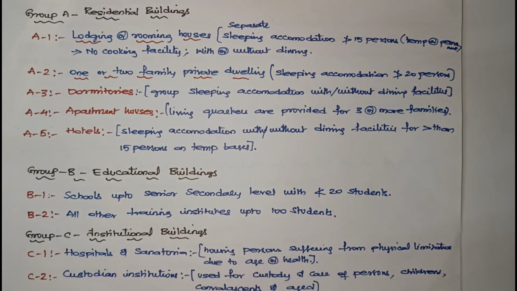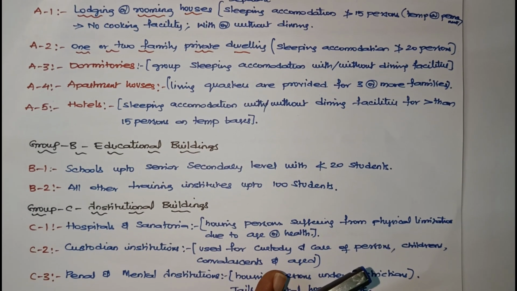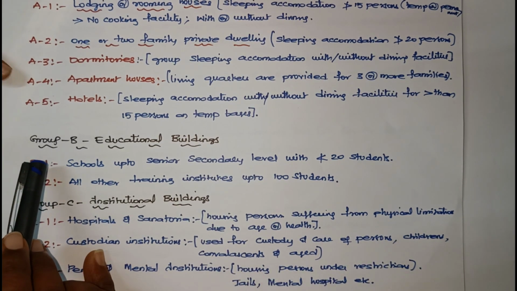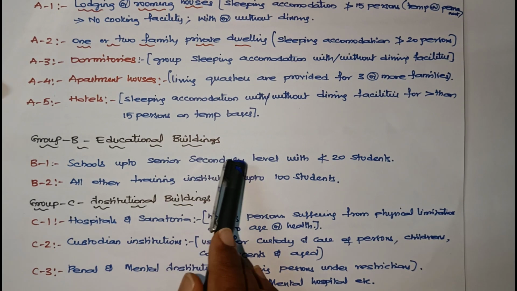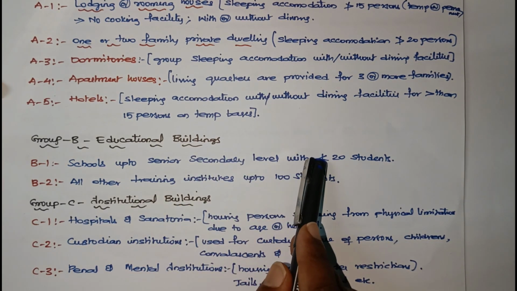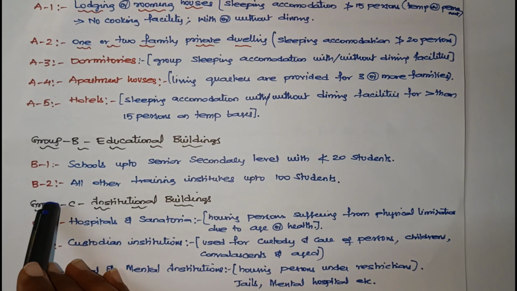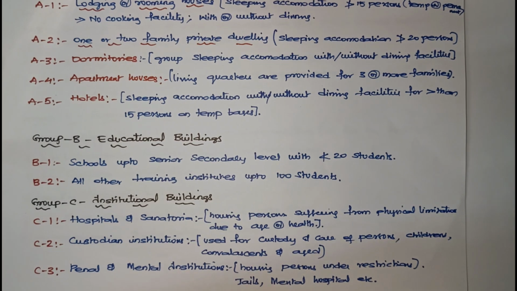Next we will see Group B, educational buildings. It has been subcategorized into 2 subdivisions, B1 and B2. B1 is nothing but schools up to senior secondary level with not less than 20 students. Okay. And B2 is nothing but all other training institutions up to 100 students. All these come under B2, right? These are regarding the educational buildings.